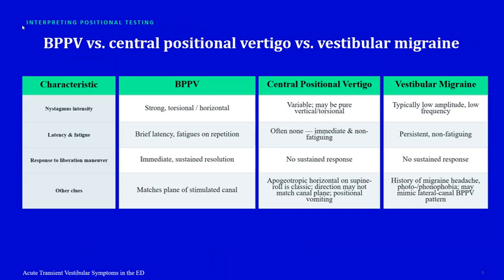So it is important to note that all positional nystagmus is not BPPV. Positional nystagmus can also occur in central positional vertigo and vestibular migraine. The nystagmus intensity in BPPV is strong, torsional horizontal. In central positional vertigo it is variable; it may be pure vertical or pure torsional. In vestibular migraine, it is typically low amplitude, low frequency, and low SPV.